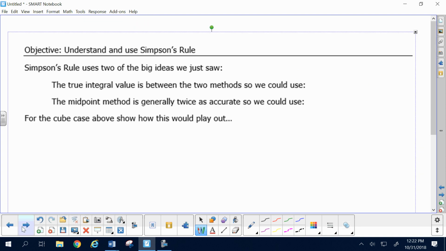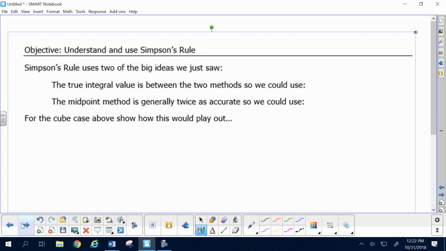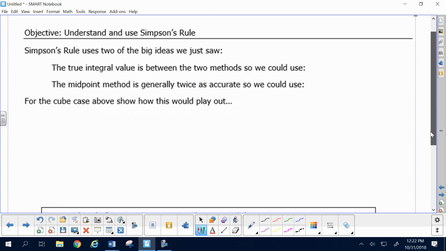Now, if you were a genius and you wanted the best possible estimate, let's put those two ideas together. We know the true integral value is between the two methods. And because it's between the two methods, it would be logical to average the two, and get even less error.